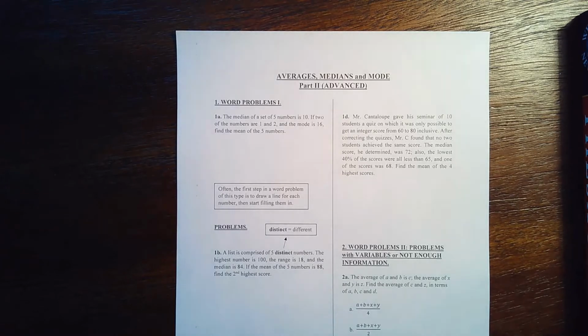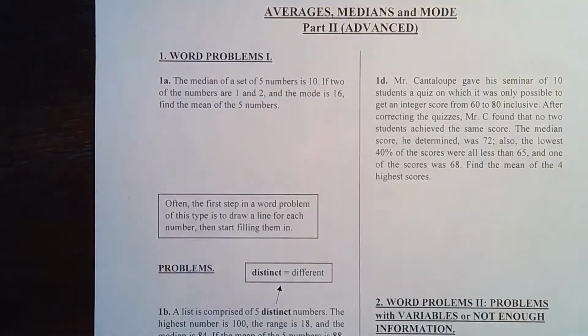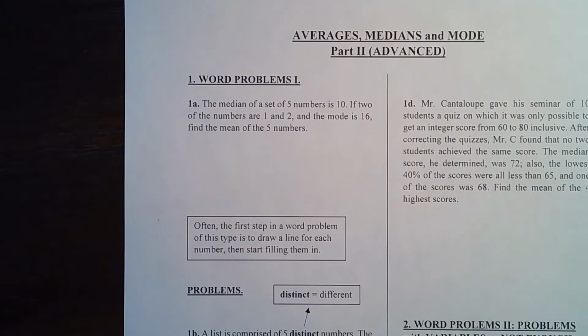We're going to be looking at two types of word problems. There may be overlap between them. These are tools that I'm going to give you for handling these kinds of word problems that come up in the world of averages and medians. Let's take a look at the first type of word problem. This is actually pretty common.